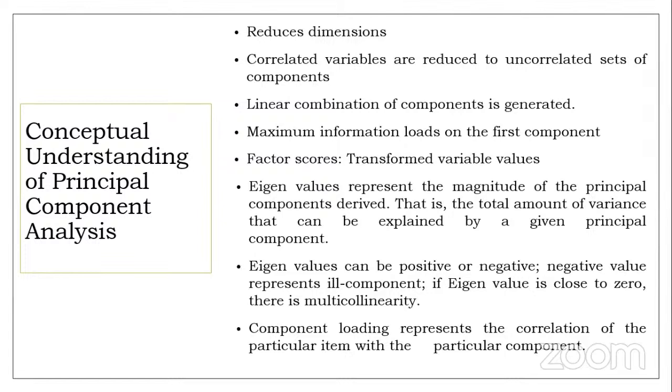All right. We get eigenvalues. Eigenvalues represent the magnitude of the principal components derived, that is, the total amount of variance that can be explained by a given principal component. That's the eigenvalue. Eigenvalues can be positive or negative. A negative value represents an ill component. If an eigenvalue is close to 0, there is multicollinearity. So these are some of the things that we will be considering while interpreting. I will discuss this in detail at a later stage.